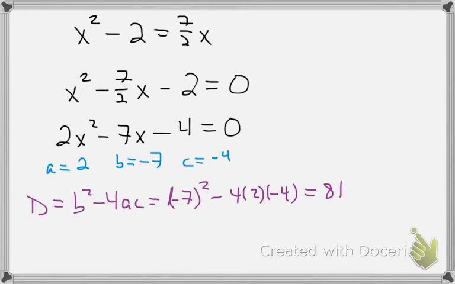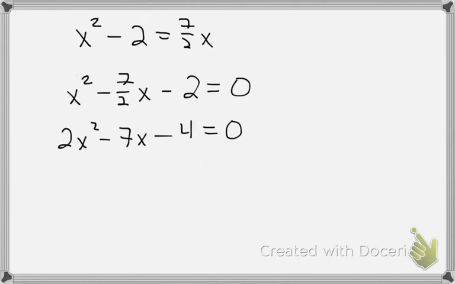So in order to solve this using factoring, we take that x squared minus 2 equals 7/2 x. We would bring it over to get 0. We would use the LCD to kill the fractions. This is all standard procedure. And we'd have 2x squared minus 7x minus 4 equals 0.